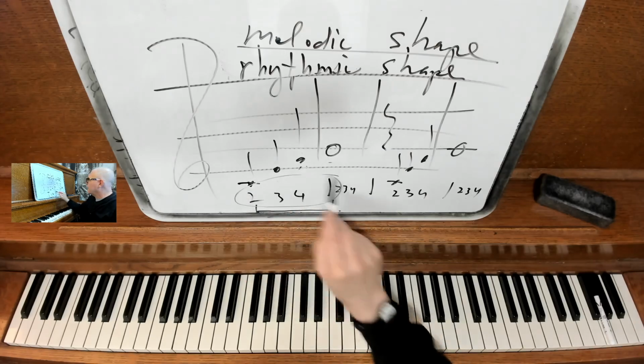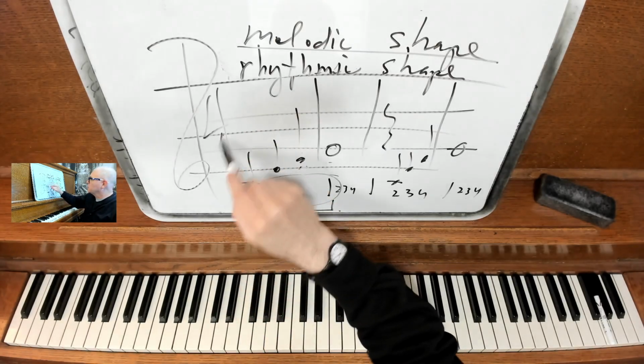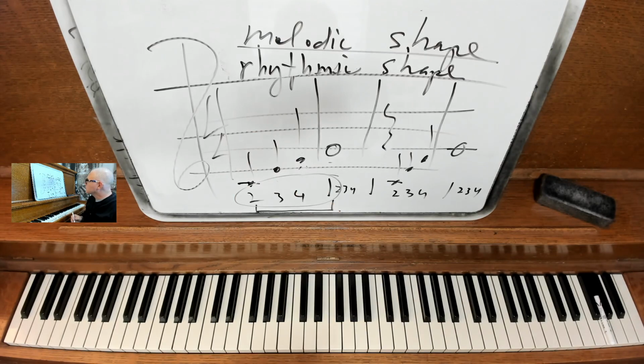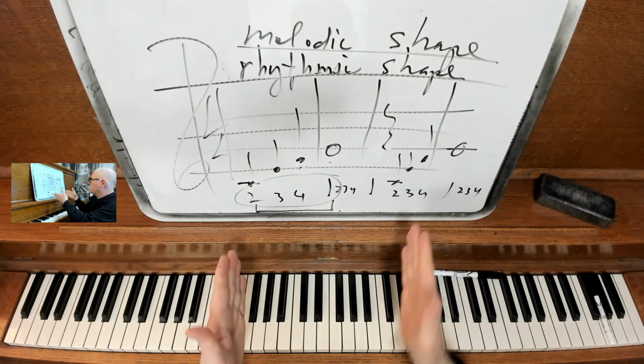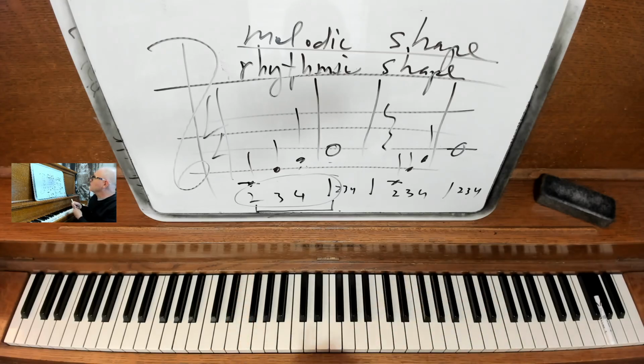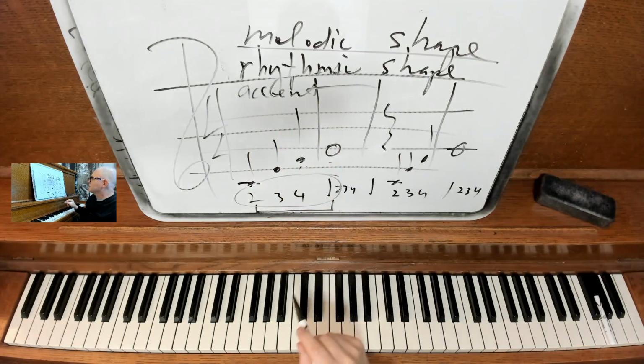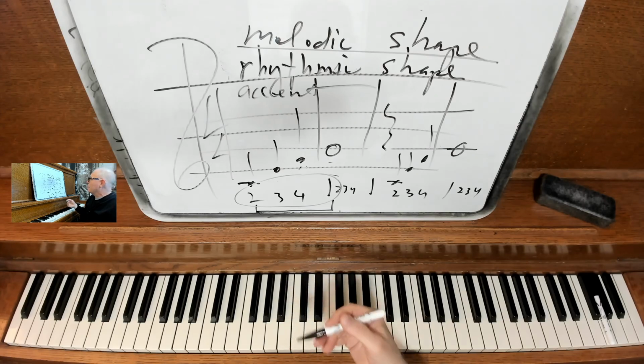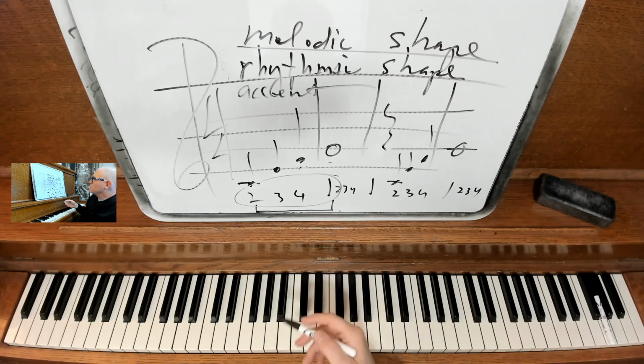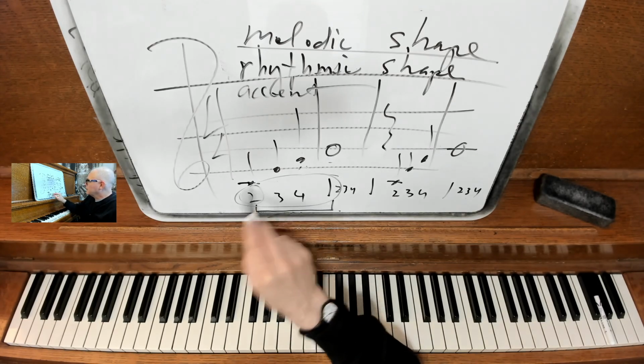It's still 4 counts, right? There's 4 counts in a measure in this song. But the shape, and the word rhythmic, has to do with when and how the melody is accented. So an accent is typically when we emphasize a note. Usually we think of it being louder. Now, count 2 is louder.